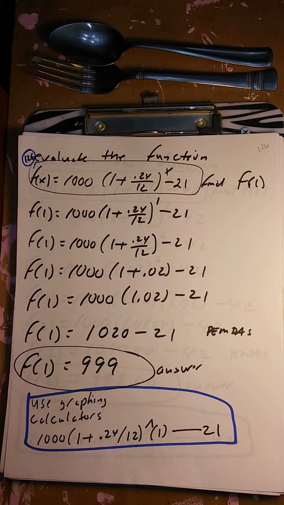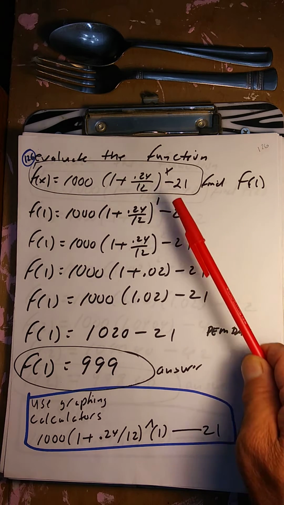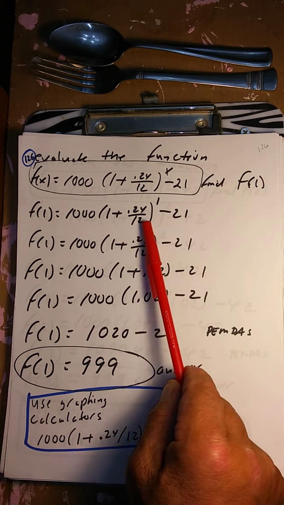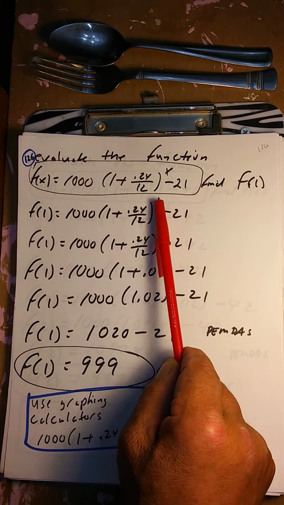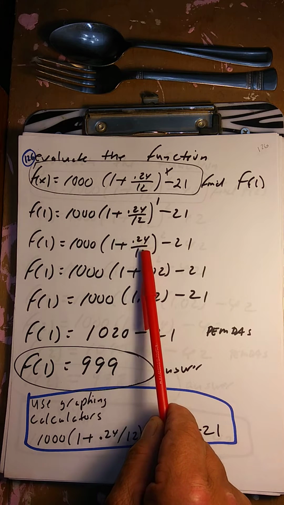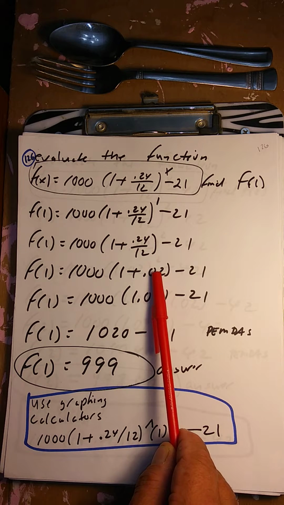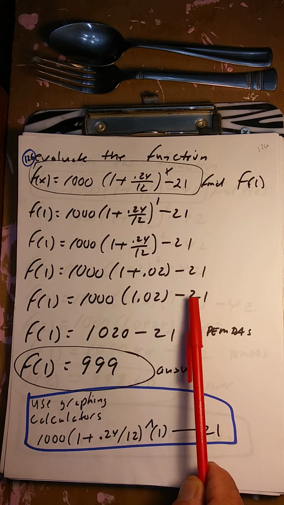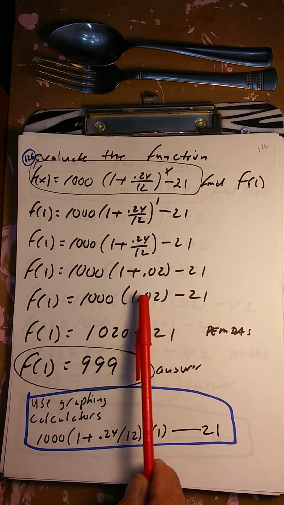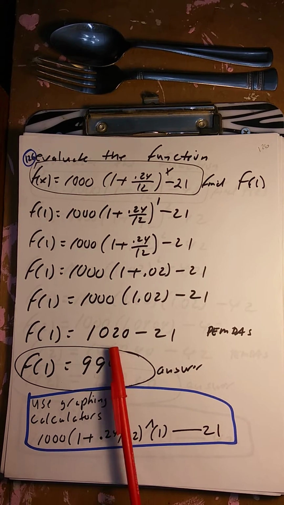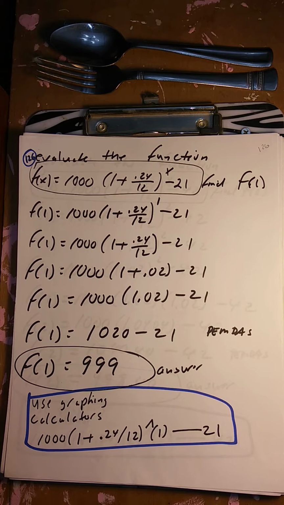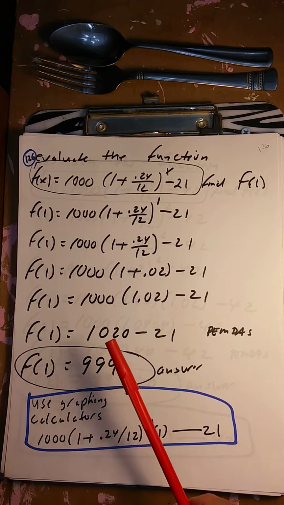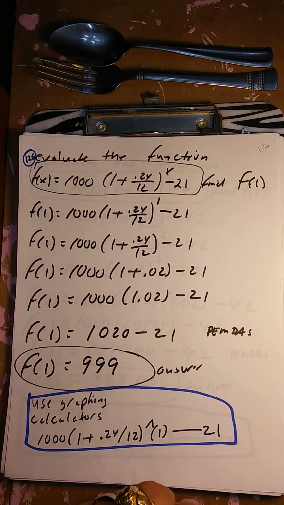Evaluate the exponential function again. Let's put in f of 1. So put a 1 in there for the x. Now do the parentheses stuff first. 0.24 divided by 12 is 0.02. Add this together, it's just 1.02. Now multiplication, subtraction, let's multiply first. So 1,000 times 1.02 is 1,020. Take away 21 is 999. Like after you make your first payment on your credit card, $21, you still owe $999 on a $1,000 buy for Christmas or whatever.